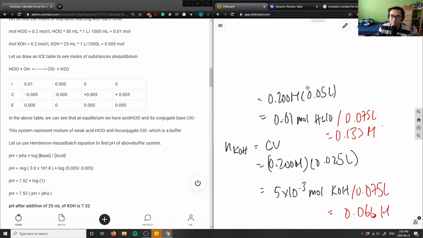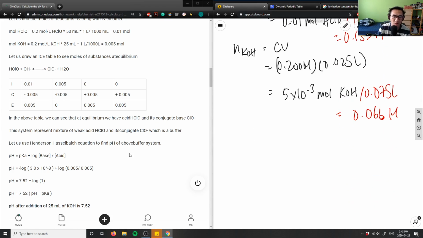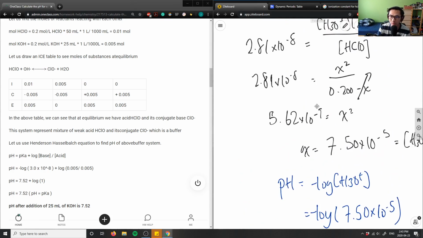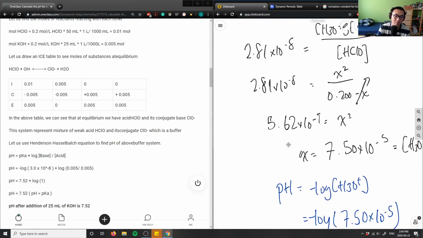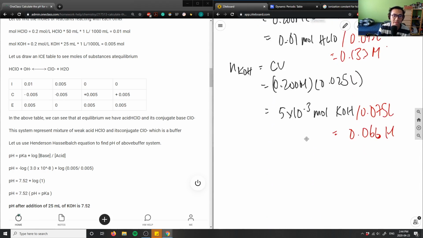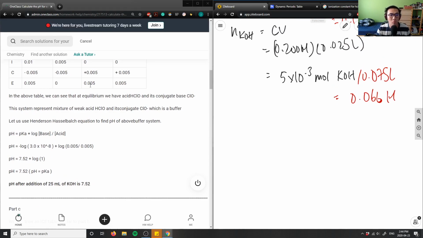So the pKa is simply the negative log of our Ka value, which was, I believe, 2.81 times 10 to the negative 8. If you do the negative log of this number, you would get the pH. This would be the pH at the half equivalence point, to figure out what this solution is.